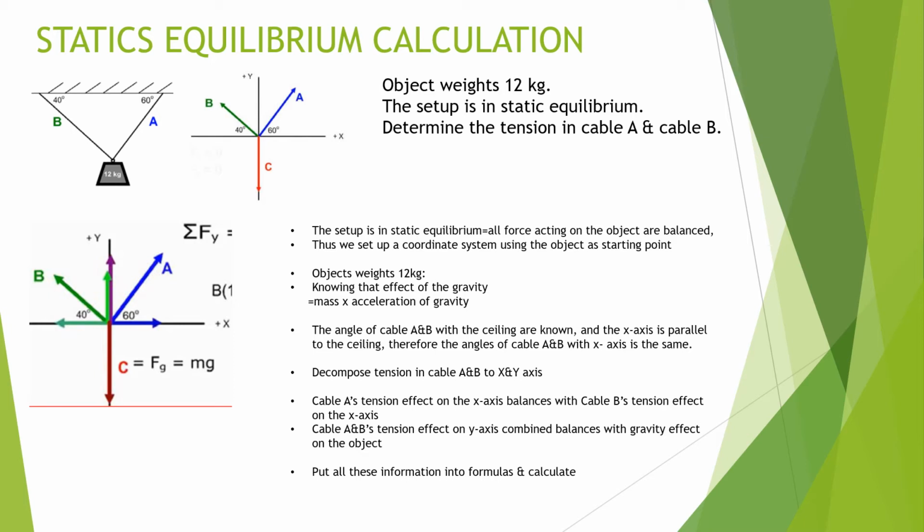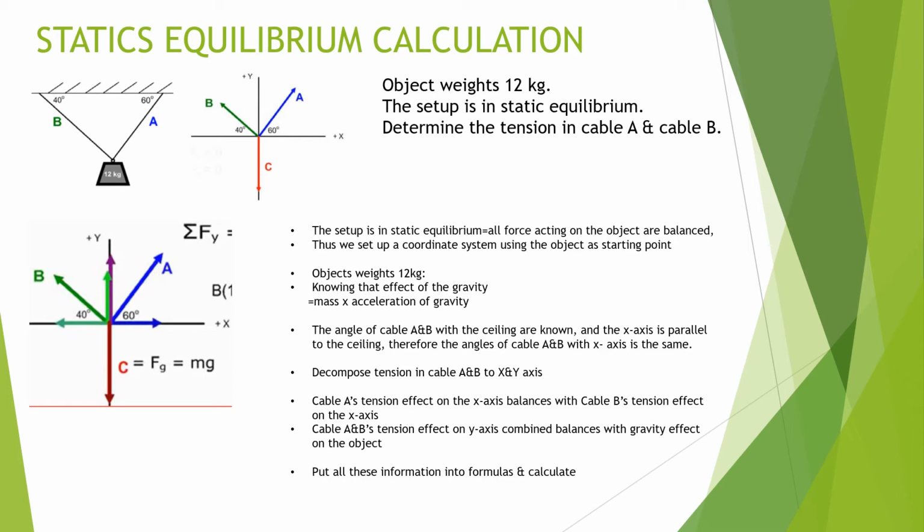Next, the angle of cable A and cable B with the ceiling is known, and as the x-axis is parallel to the ceiling, the angle between cable A and B with the x-axis is the same. However, as can be seen in the graph, cable A and cable B are not exactly in the same direction as the y-axis and x-axis. Therefore, what we need to do now is to decompose those tensions into the x-axis and the y-axis.